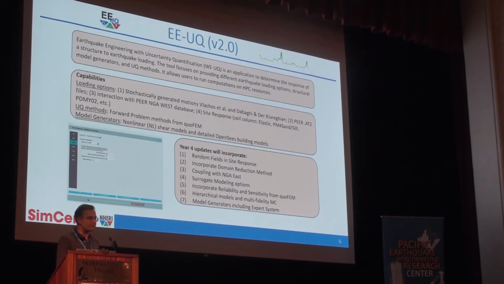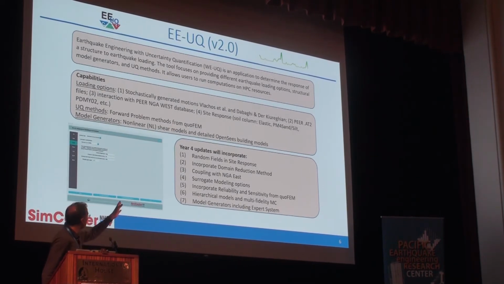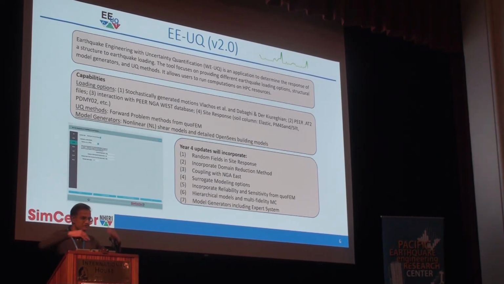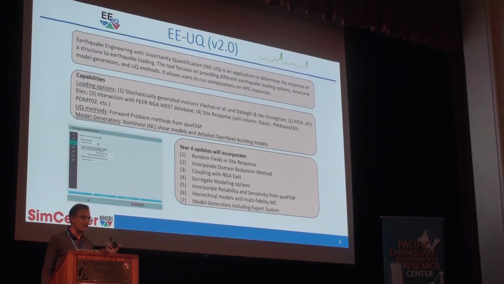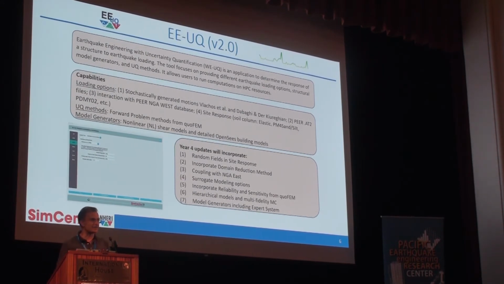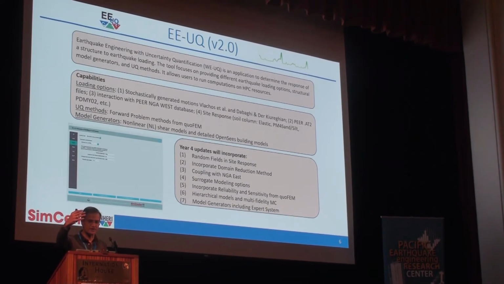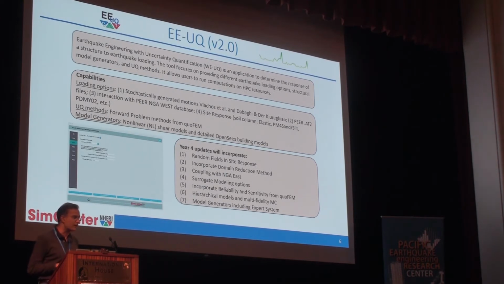It also interacts with PEER NGA-West. And it also has a site response component. So if you want to propagate something from rock up through a column, 2D and 3D, with a whole bunch of different types of models, you can set the layers, the water table, all sorts of things. There's a UI for that. And again, it has the forward propagation methods from QuoFEM for doing the uncertainty quantification. And it has the same building models that the WEUQ does.